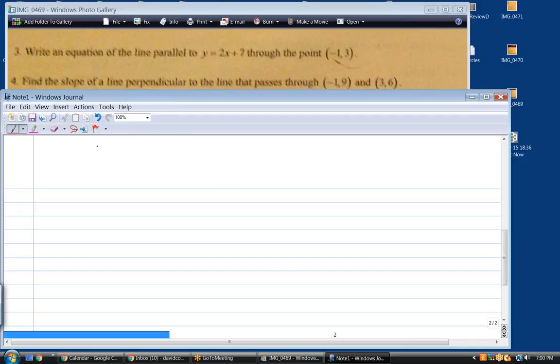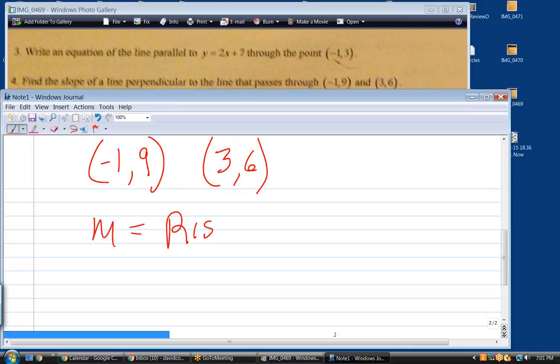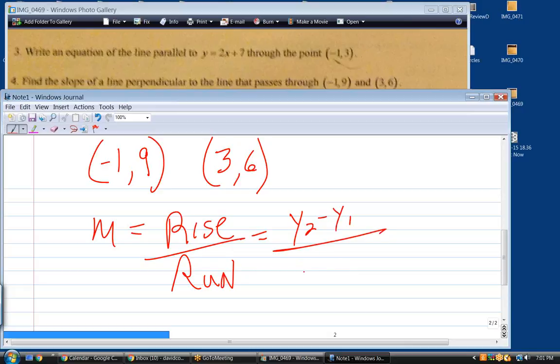Here's the thing, this is a very common mistake people make. The slope is rise over run, right? That's where you start. Rise is y sub 2 minus y sub 1. Run is x sub 2 minus x sub 1. Now, it's also okay to do y sub 1 minus y sub 2 as long as you do the same thing in the bottom.